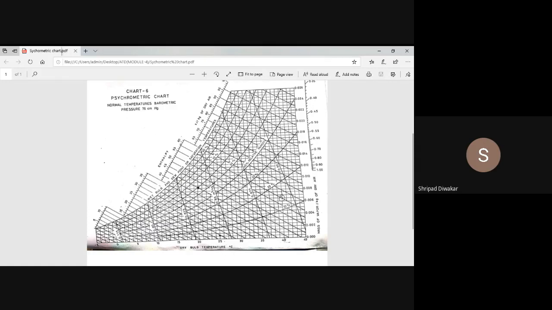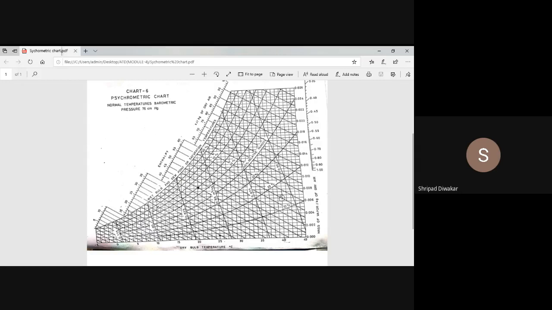Then what about enthalpy? Enthalpy means you have to move in the inclined direction. You see, I'm moving in an inclined direction till the outer border. Don't take it up to the saturation curve. Still you have to move. Some more inclined lines are there beyond the saturation curve.